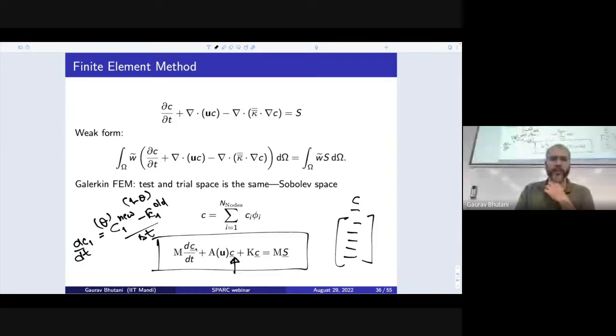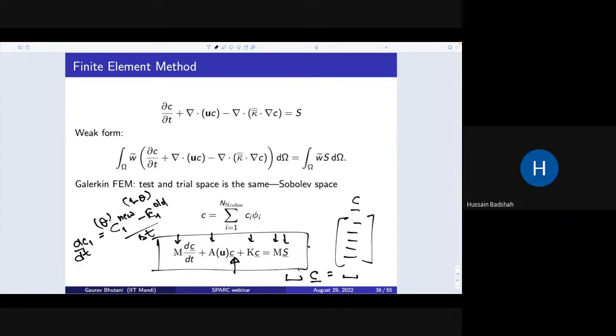Ultimately, when you have decided what your theta is, you get this equation in terms of vectors. So finally, you will have some matrix times C is equal to some known vector. So M is known, A is known, K is known, and this S is also known.